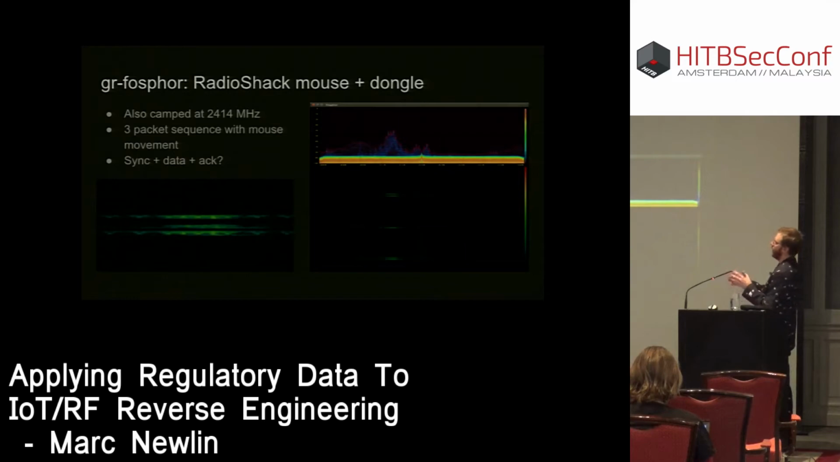So now we have the mouse and the dongle in the cage. That zoomed in view over there, this is a 3-packet grouping when I'm moving the mouse around. So the assumption is that the first packet is that dongle sync packet. The second packet is likely the mouse data. And then it's reasonable to assume that the third packet is the dongle acking back to the mouse. So even though we're just looking at this visually, we can start to make some assumptions about what the protocol behavior is for these devices.